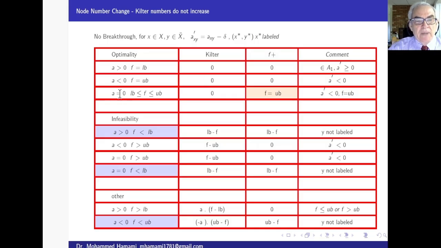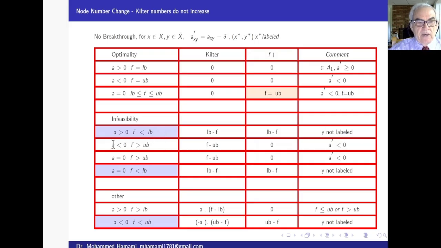How about A equal to 0 and the flow is between the lower bound and the upper bound? Well, A equal to 0 means that A prime is negative, all right? But F is equal to the upper bound, all right? So I jump from this state to this state. And so the Kilter number, I jump from a Kilter number of 0 to 0. So there is no change in the Kilter number for an arc of this type. Now this one cannot happen because Y was not labeled.